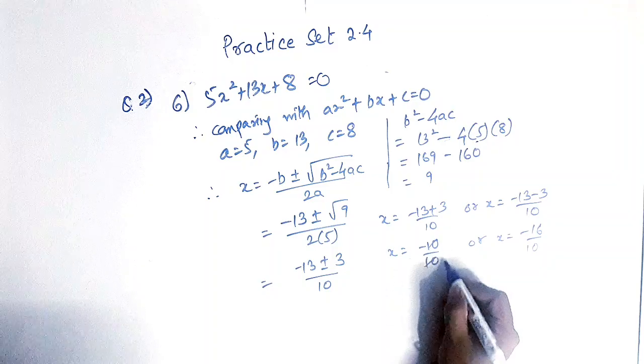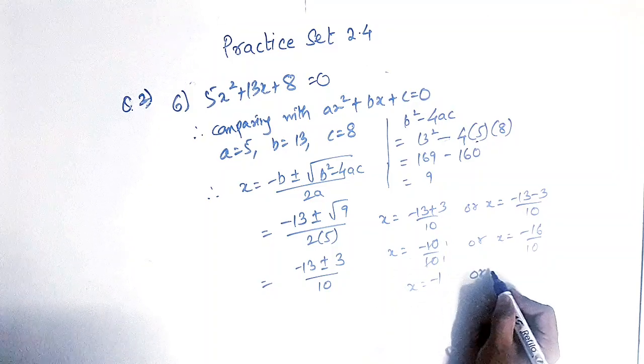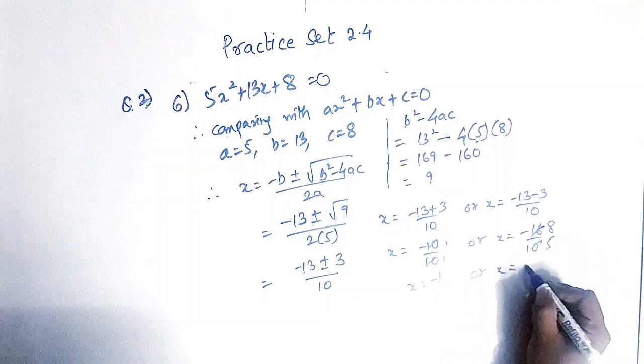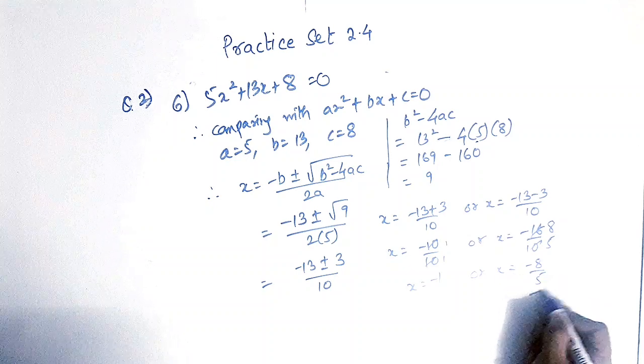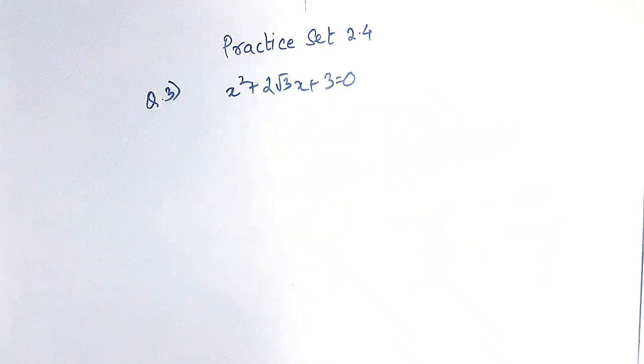Okay, 10 1s are 10, so x is equal to minus 1 here, or x is equal to, if I cut this, 2 5s 2 8s minus 8 by 5. So these two are the roots of the quadratic equation, minus 1 and minus 8 by 5.